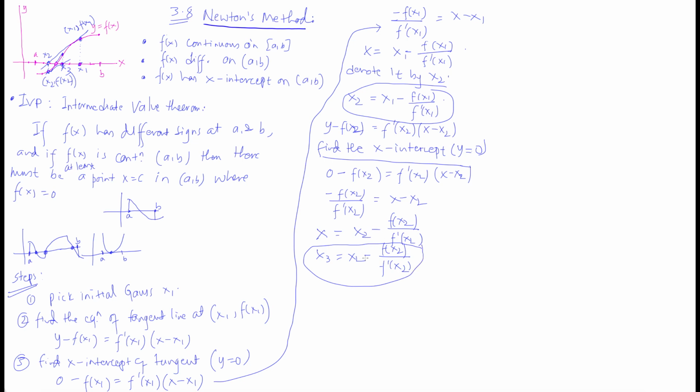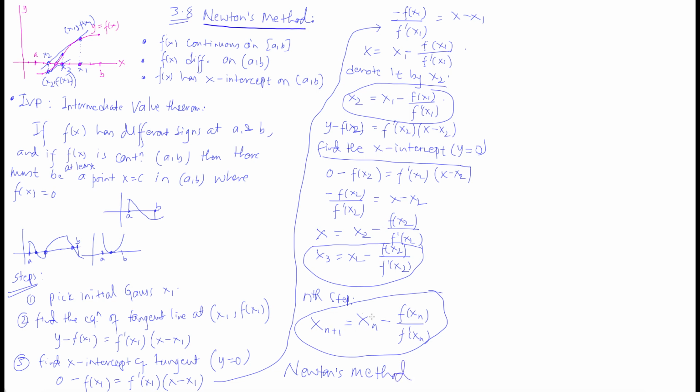And if you continue this, what do you get? You can tell me. If you continue many times, in the nth step, what you get is x of n plus 1 equals x of n minus f of x n divided by f prime of x n. Whenever there is 3, there is 2, one less, so there is n plus 1 and n. Whenever there is 2, there is 2, and whenever there is 1, there is 1. This is called Newton's method, or the Newton formula, okay?